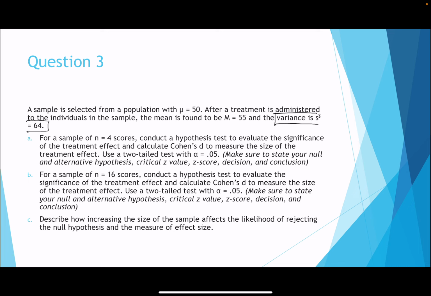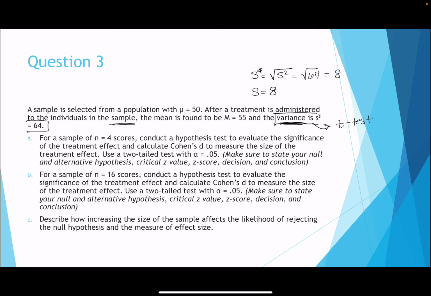So first of all, we need to find the standard deviation. Remember, standard deviation is S, which is equal to the square root of S squared. So in this case, this would be the square root of 64, which is going to be S, or 8. So our standard deviation for our sample is 8. The second thing is we are given the standard deviation of the sample. So when you have the sample standard deviation or variance, that is immediately a t-test.